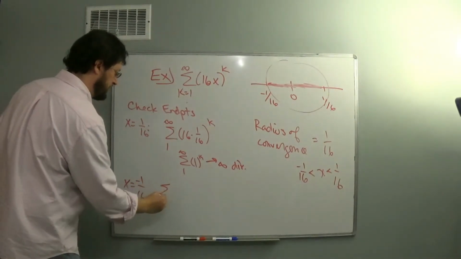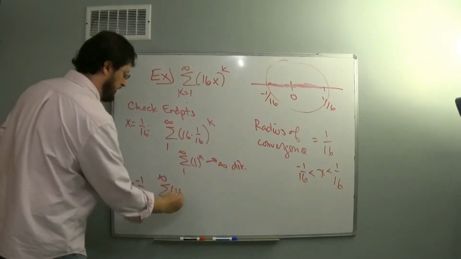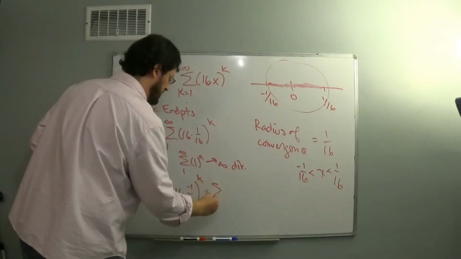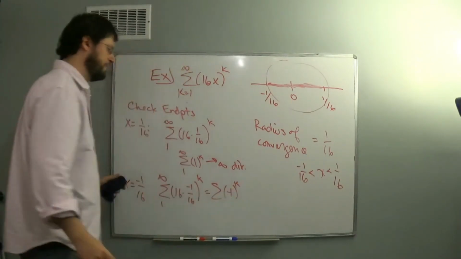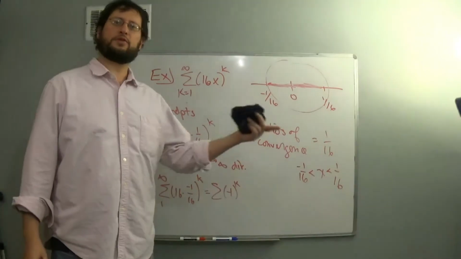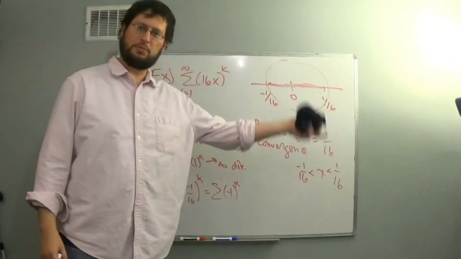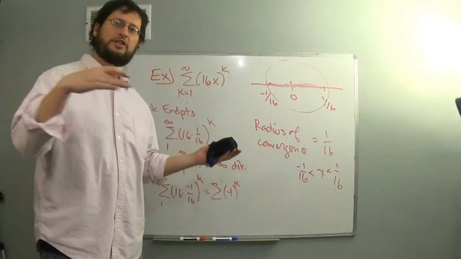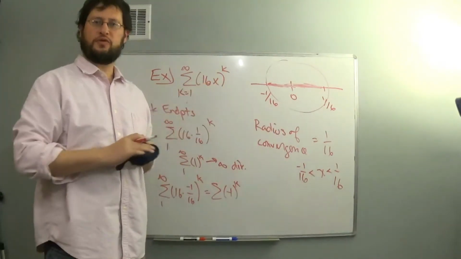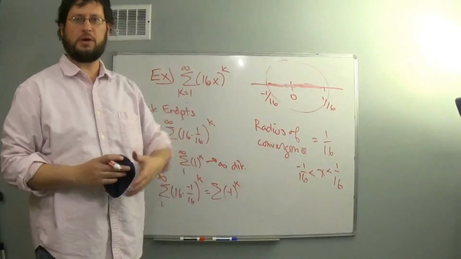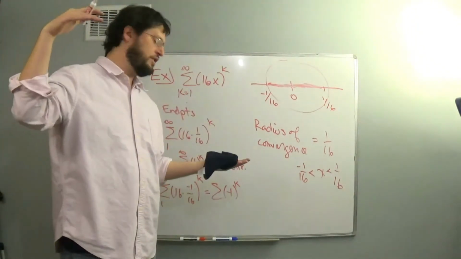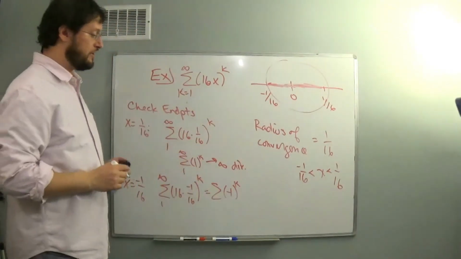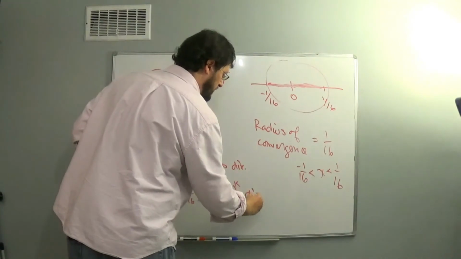At negative 1/16, I get the sum from 1 to infinity of 16 times negative 1/16 to the k. Well, that's negative 1 to the k. Negative 1 to the k is negative 1 plus 1 minus 1 plus 1 minus 1 plus 1. Remember that that is a series which also diverges because it does not shrink down into a single final value. It's always plus 1 minus 1 plus 1 minus 1. If it were to converge, it would have to shrink down into a single value, and it does not. So this one diverges as well.